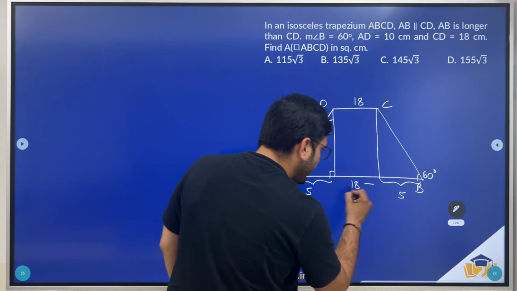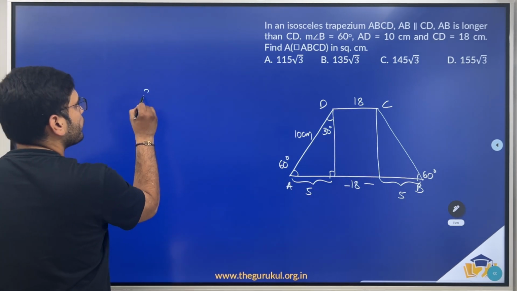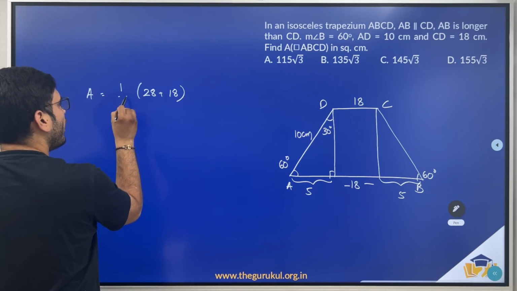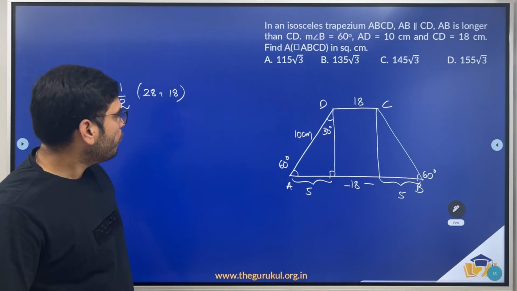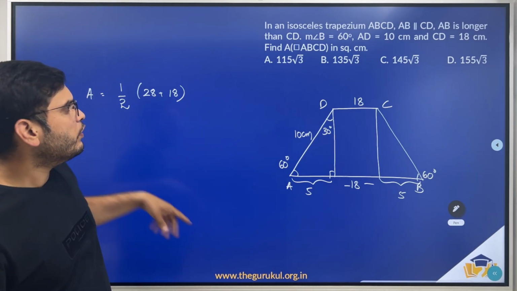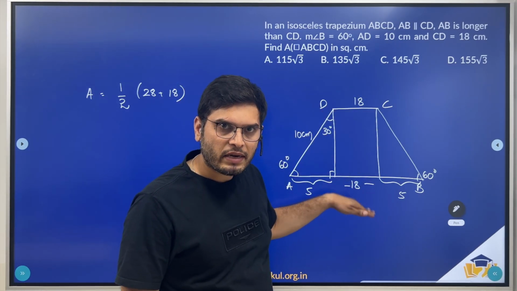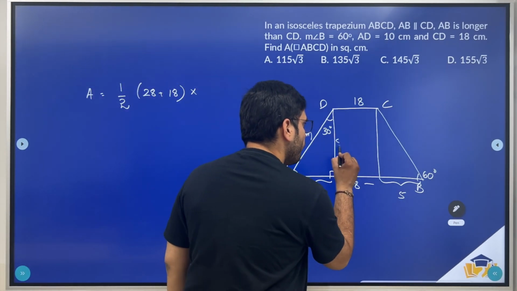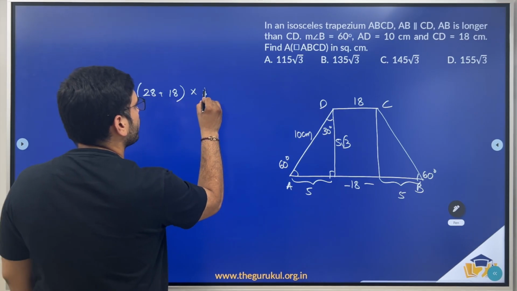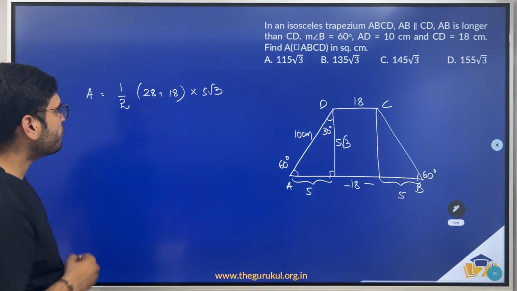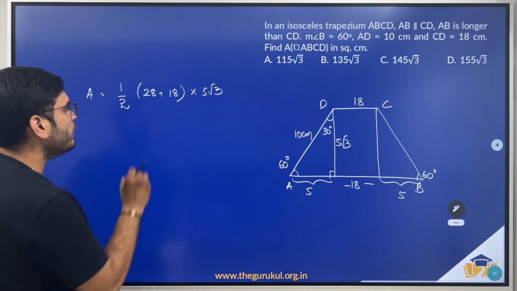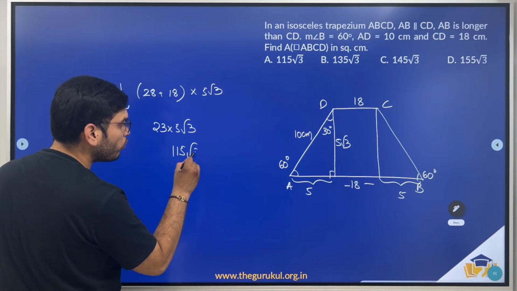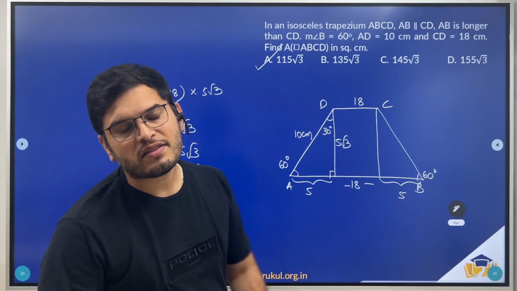We are given this being 18. So the length of AB is 28 and the length of DC is 18. So area is equal to half into (28 + 18), right? Because the area of a trapezium is half into the sum of the opposite parallel sides into the height. Now we need to find the height. Now if this is 5, this is 10, this should be 5√3. So 28 plus 18 is 46, 46 by 2 is 23. So 23 into 5√3, 100 plus 15, 115√3. Hence option A should be the answer to this question.